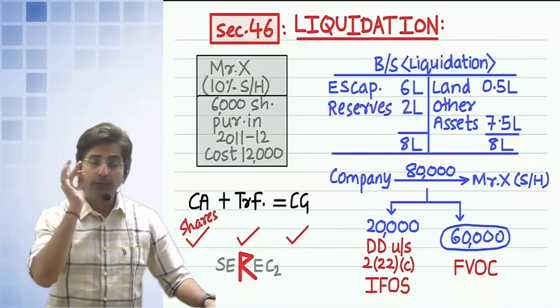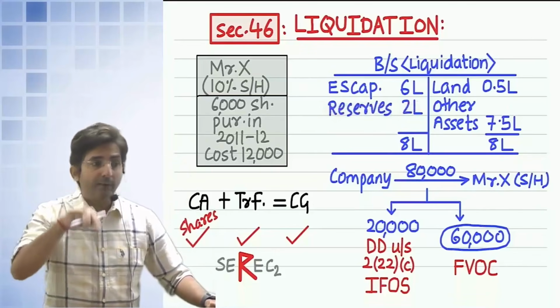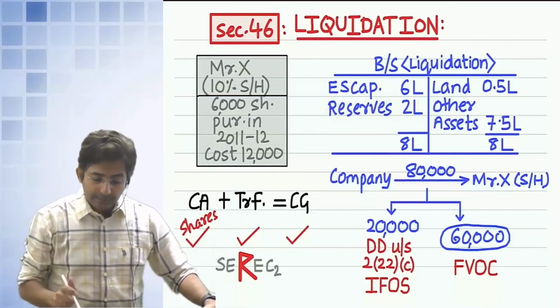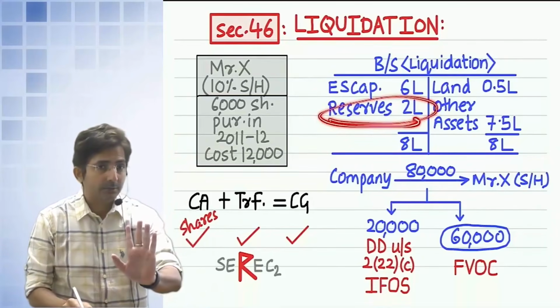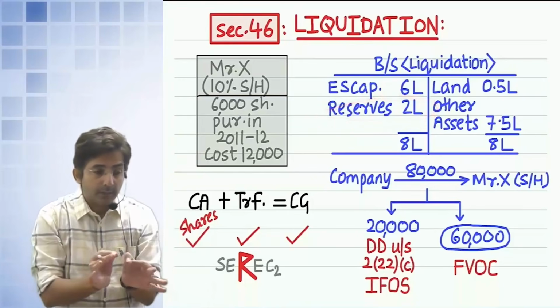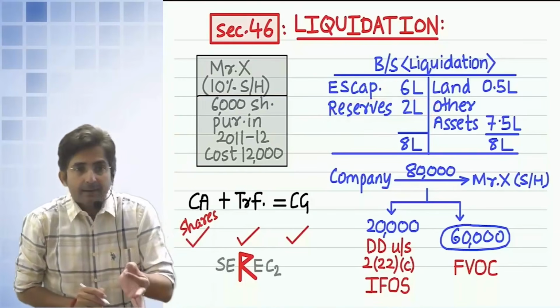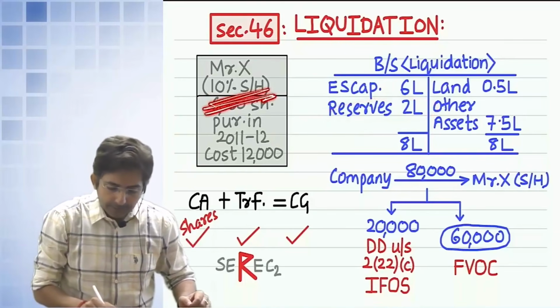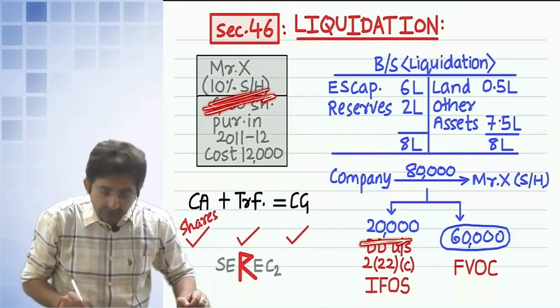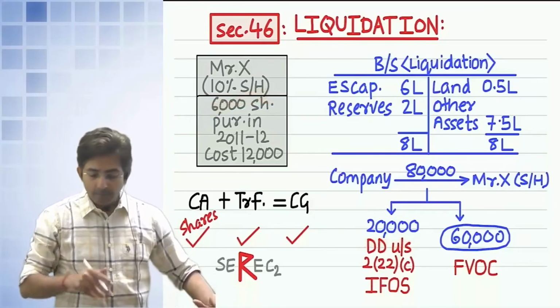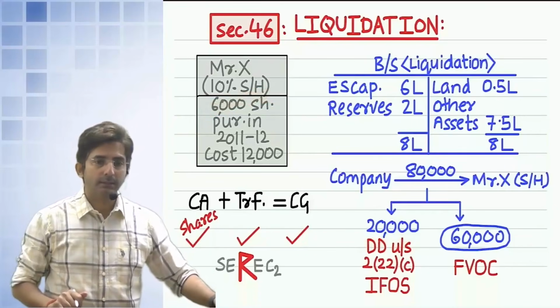In short, first you should check whether you have reserves in the balance sheet, and then don't take the entire reserves. We are solving the sum of a particular shareholder, so we have to see his share. And his share in my example is 10%. So just take 10% of that. Remove that, and the balance will be the full value of consideration.